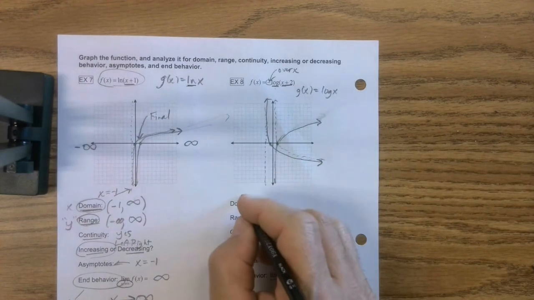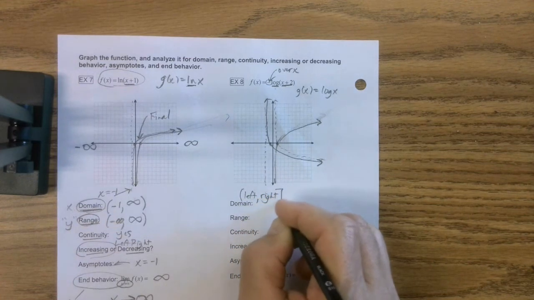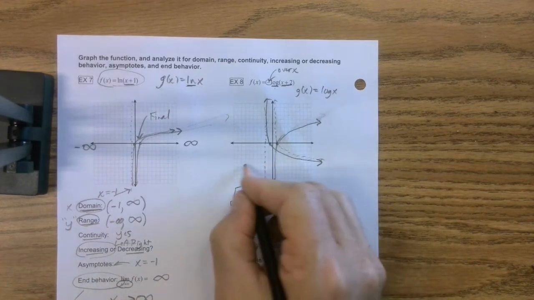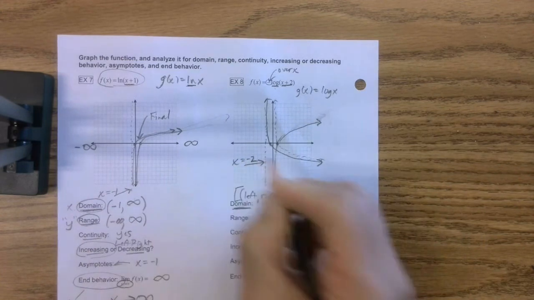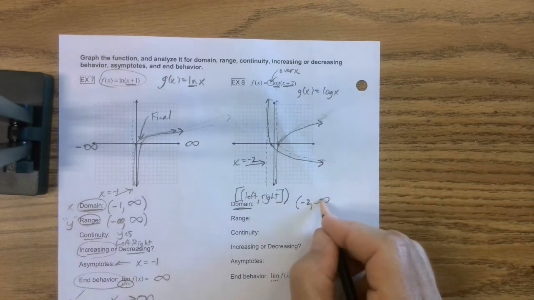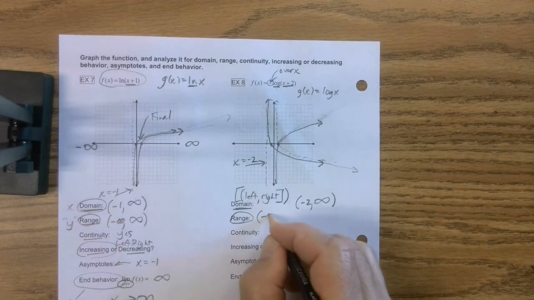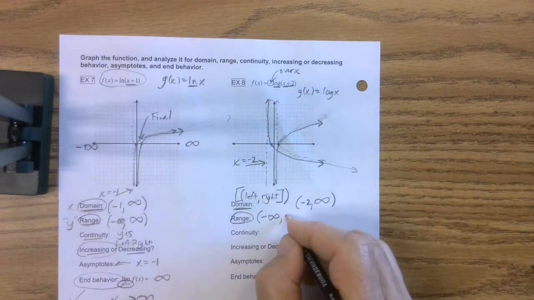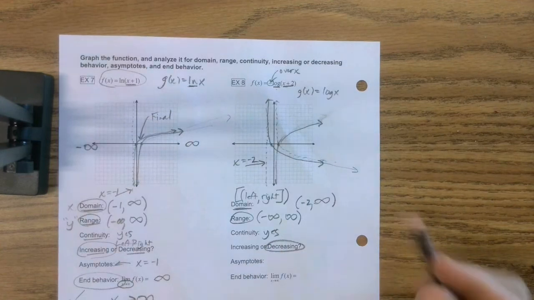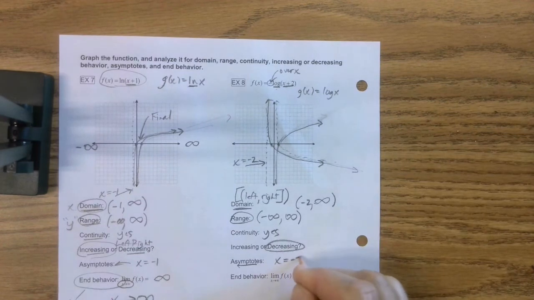Yes. Domain. How far left does it go? How far right does it go? Now it might be bracket, it might be parentheses, so I better be careful, but how far left does it go? Well, it gets to the asymptote, x equals -2, but it doesn't touch it. So that'd be -2. How far right does it go? Well, it goes to the right forever. Range. How low does it go if it keeps going? Well, that'd be -infinity. How high does it go? All the way to infinity. Continuity, yes. Increasing or decreasing, this one would be decreasing because as I move left to right, it's going down. Asymptotes, x equals -2.